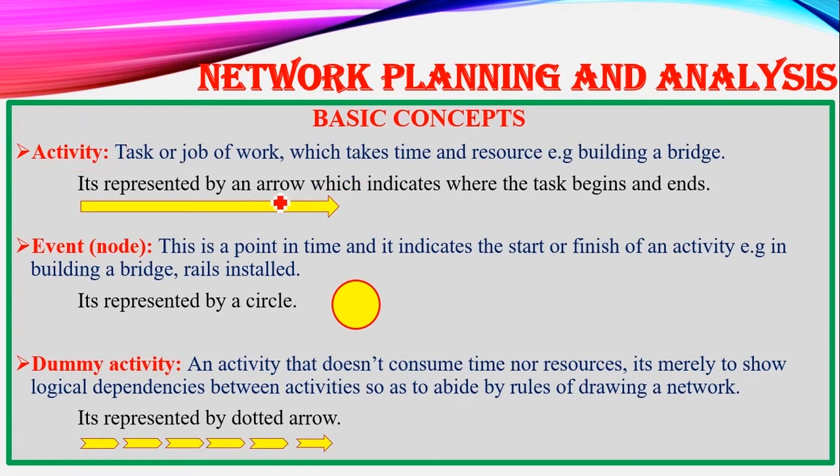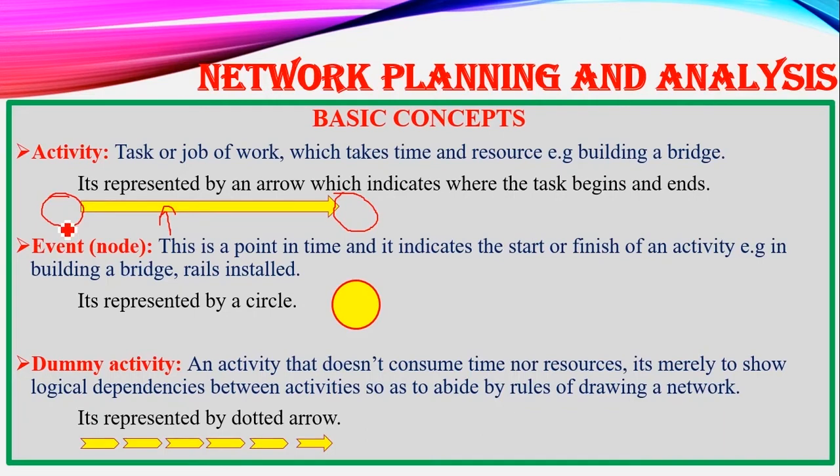An activity, when you're drawing network diagrams, is normally represented by an arrow. We use an arrow to represent an activity. The next term or concept is an event or a node. An event is a point in time which indicates the start or finish of an activity. Let's say, for instance, the activity here, at the beginning we normally have an event and we have another event here. So an event is supposed to show where an activity starts and where an activity ends.